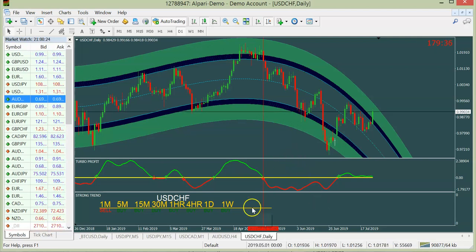what we have to confirm is this strong trend, which is showing us the trend development in different time frames. So as here we are on the daily time frame, we would need daily and the next one, weekly, to be red. Then we would take this trade.